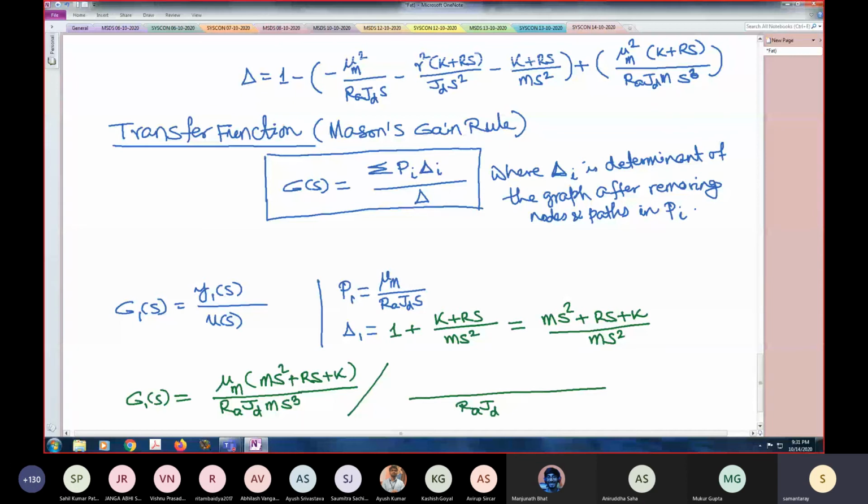Cube, and here it will come RAJD MS cube. Then this is RAJD S. So MS square is left. So plus mu m square m s square, and this will be plus r square into K plus RS.